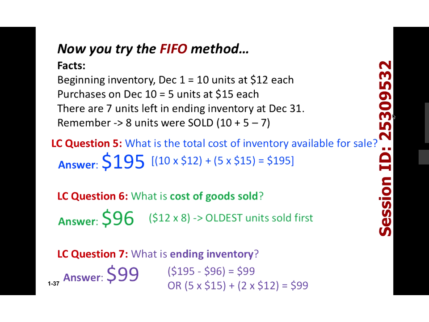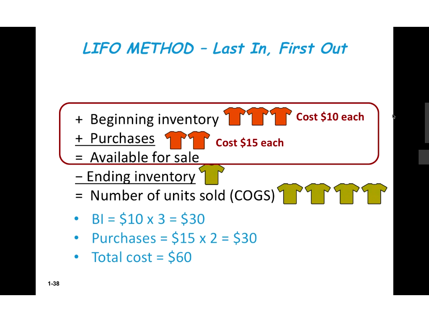Our other method, the 4th and final method we have is going to be the LIFO method. LIFO means last in, first out, which means we're selling our newest units first. Okay, so back to our t-shirts. So now we're going to do LIFO.